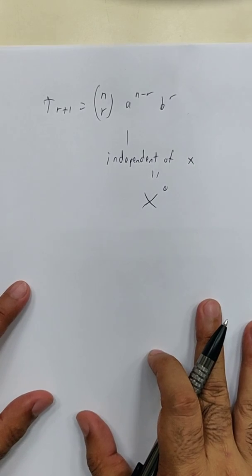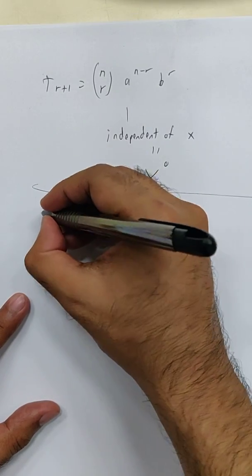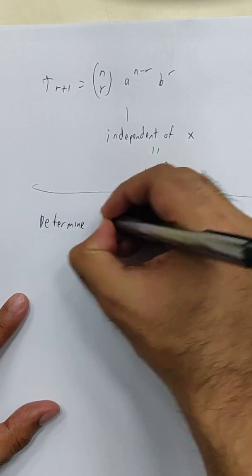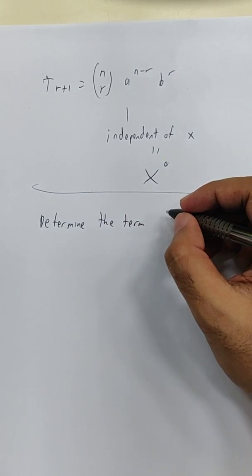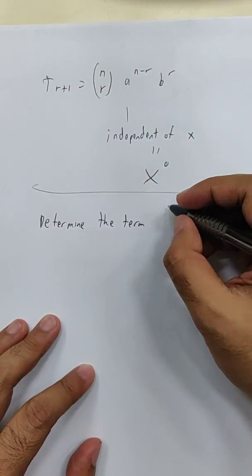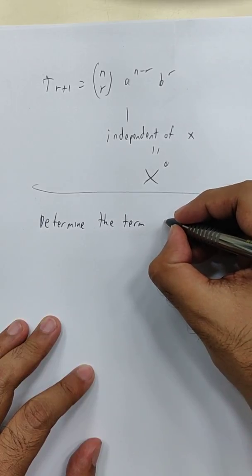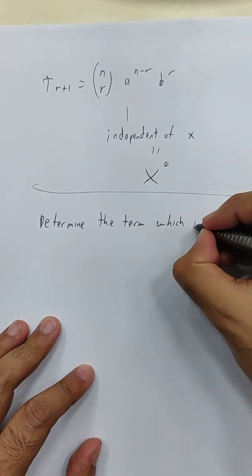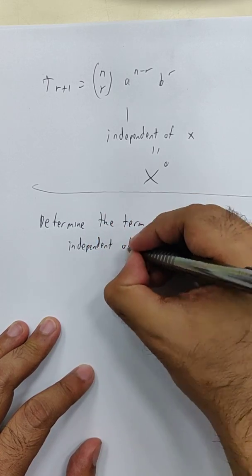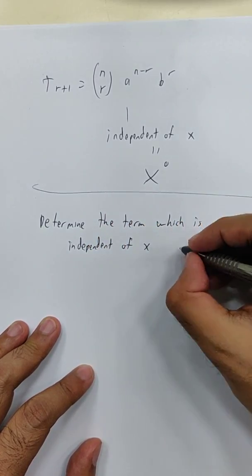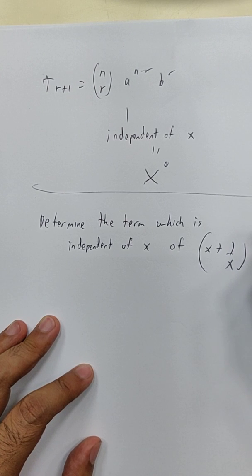Let's say you are given: determine the term which is independent of x in the expansion of (x + 1/x) to the power of 8.